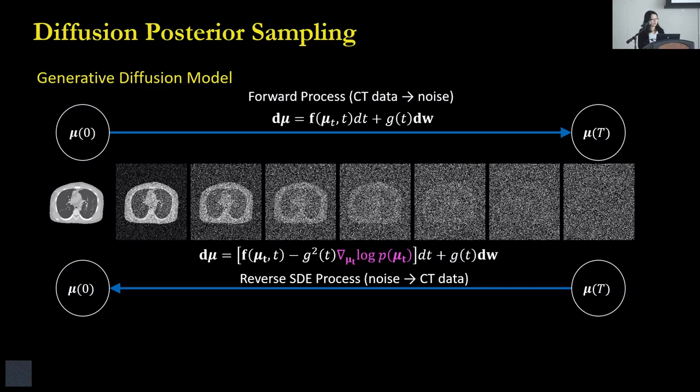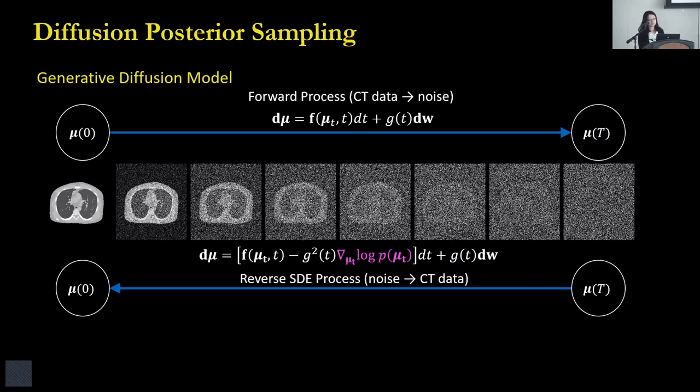As the name suggests, DPS uses a diffusion model to capture the prior distribution of an image class, in this case, CT reconstruction. In the forward process, we use a stochastic process to gradually add noise to the image and gradually fade the image signal away until we arrive at pure noise on the very right. And then there exists a reverse stochastic process where we can gradually denoise, going backwards until we arrive at a sample from the prior distribution.